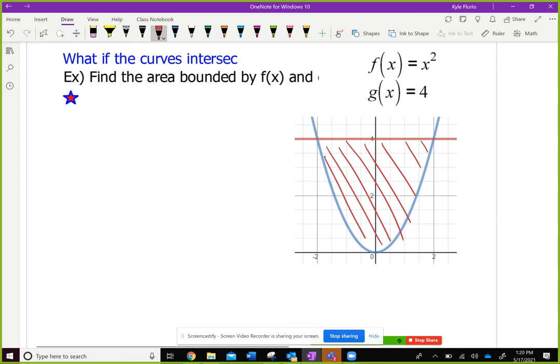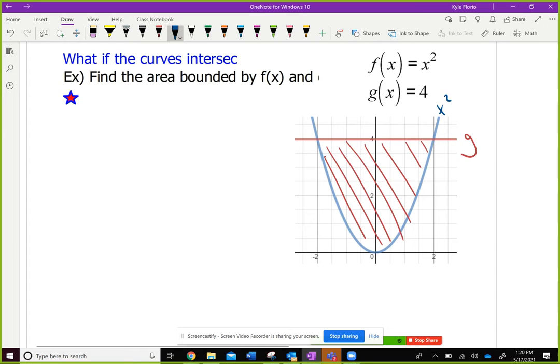Which color is f and which color is g? So g of x equals 4. That's going to be this one, and then the x squared has got to be the other. So instead of doing f minus g, when you do g minus f... So yeah, that's not where my issue is. All right. So say I did that.